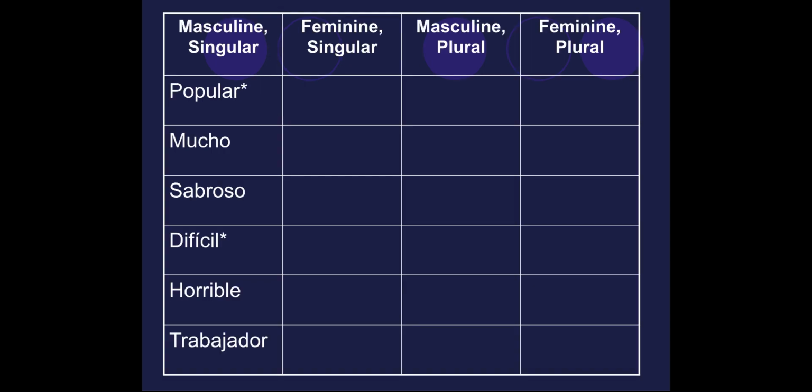So this is a chart. You can pause the video, look at your notes or on a separate piece of paper. What's given in the first column is the masculine singular form, but you notice two asterisks there. Popular and difícil are both gender neutral, and they also end in a consonant, but they're not going to change. So the masculine form is going to be the same as the feminine form. Popular is going to be popular, but that's not true for mucho because that's masculine. So it's going to change. The O is going to come off and an A is going to take its place. It goes from mucho to mucha.